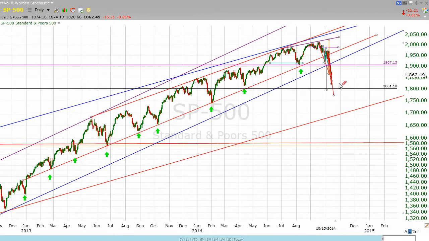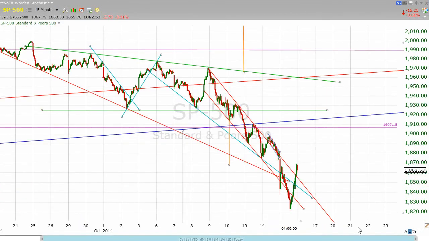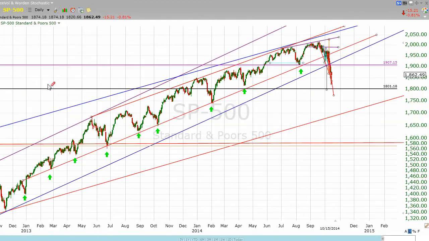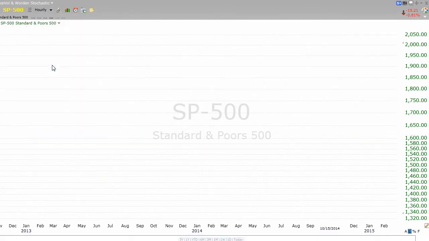In the 1820s, I believe, we actually hit. We got down to almost 1820. And interesting to note, we had a strong bounce at that level. 1820 still does not satisfy. If this acts as a double top, let's zoom in on that just a little bit.